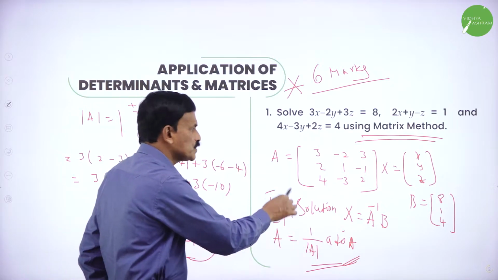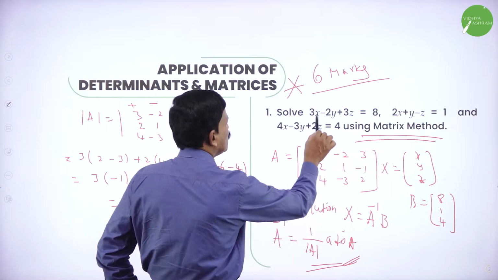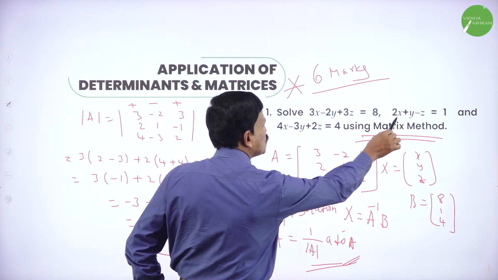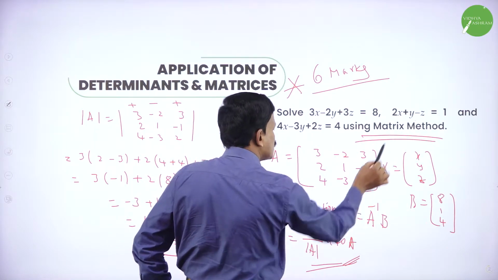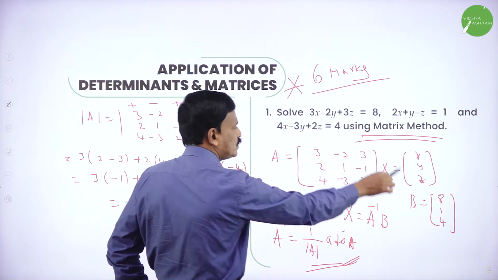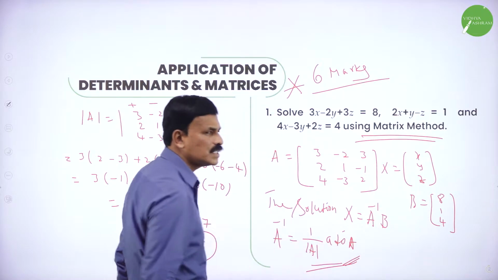Now, write down the coefficients of x, y, z. In the first equation, x is 3, y is minus 2, z is 3. For the second equation, x is 2, the coefficient of y is 1, z is minus 1. And the coefficients in the third are 4, minus 3 and 2. And the constant matrix is 8, 1, 4. And the variable matrix is x, y, z.